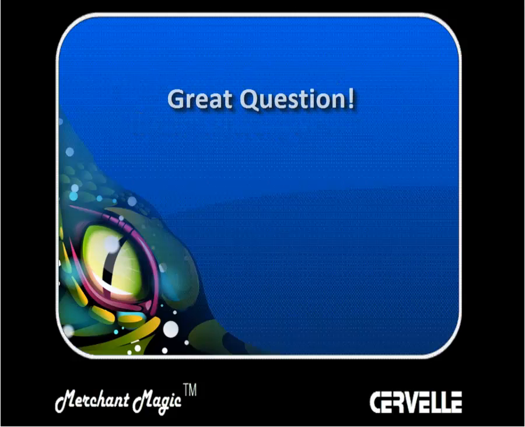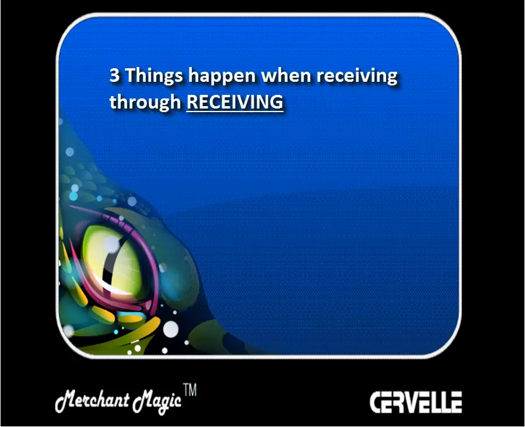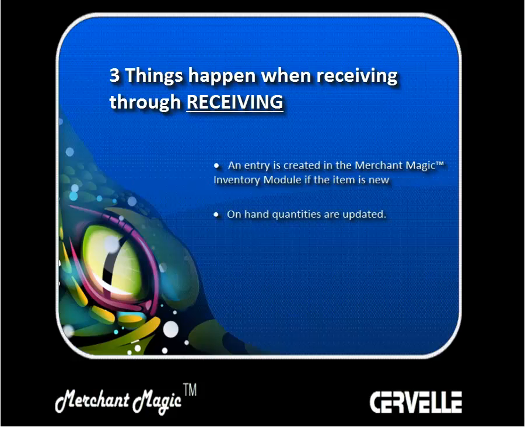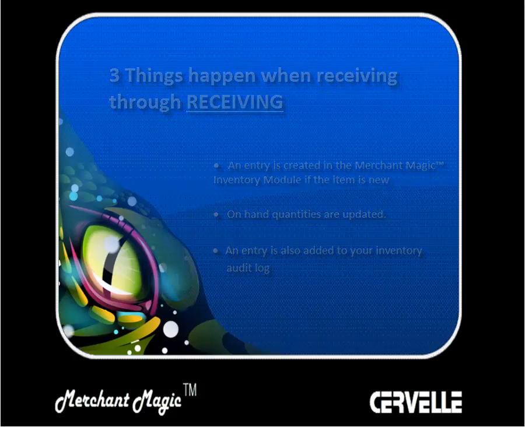That's a great question. When you receive an item into Merchant Magic through receiving, the following occurs. An item is created in the Merchant Magic inventory module if the item is new. On-hand quantities are updated, and an entry is also added to your inventory audit log.